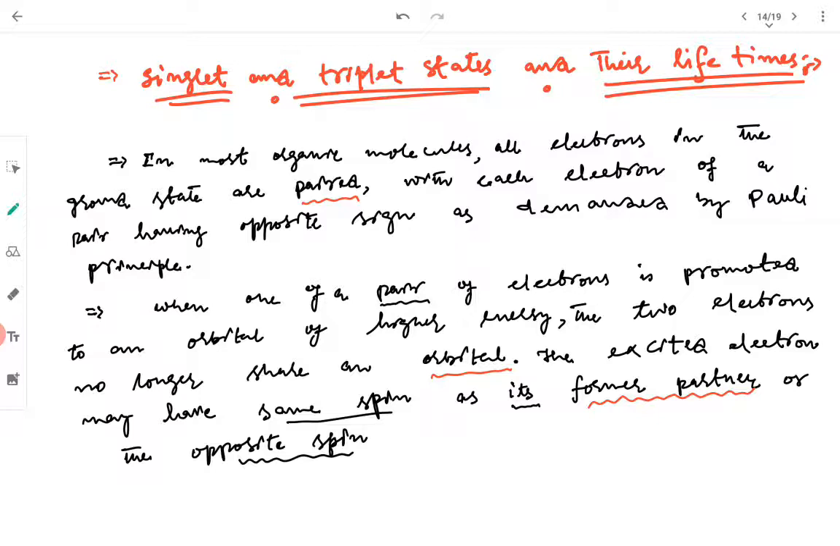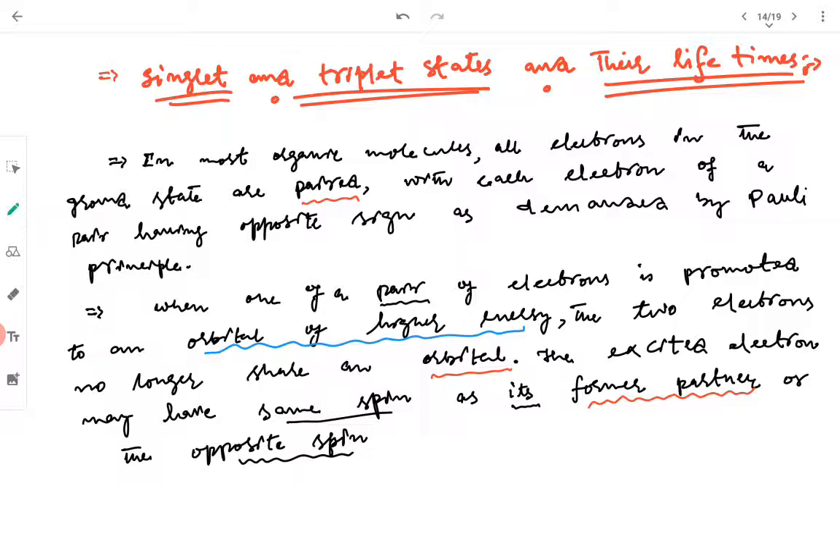When one of a pair of electrons is promoted to an orbital of higher energy, the two electrons no longer share an orbital. The excited electron may have the same spin as its former partner, or it can have opposite spin. So when an electronic excitation occurs, this promoted electron goes from an orbital of lower energy to an orbital of higher energy, and after excitation it can have the same spin or an opposite spin to that of its former partner.